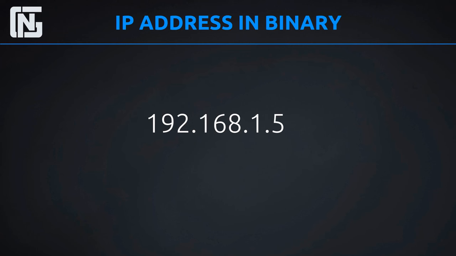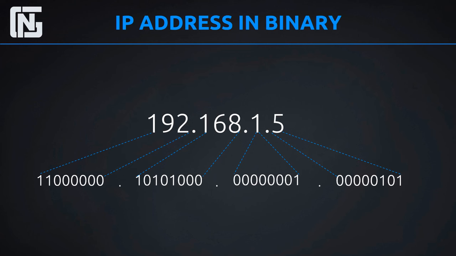So here we have an IP address, 192.168.1.5. And if we break this out into binary, it'll look like this. We have 4 different octets, right? And we have 4 different sets of decimal numbers that translate to 4 different sets of binary digits, of 8 binary digits. So it's 8 here, 8 here, 8 here, 8 here, totaling to 32. So that's why an IP address is said to be 32 bits in length.